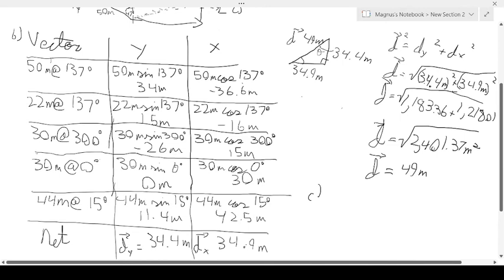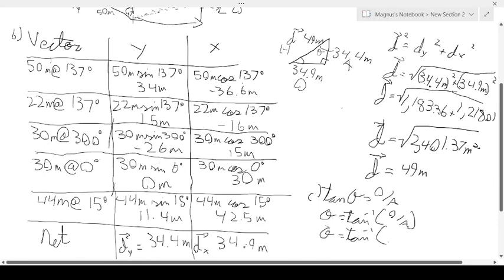To do this, we're going to label from this angle theta: this is opposite, this is hypotenuse, obviously, this is adjacent. So we're going to use our tan ratio. Tan theta equals opposite over adjacent. Theta equals the arctangent of opposite over adjacent. Theta is equal to the arctangent of opposite, which in this case is 34.9 meters over 34.4 meters.